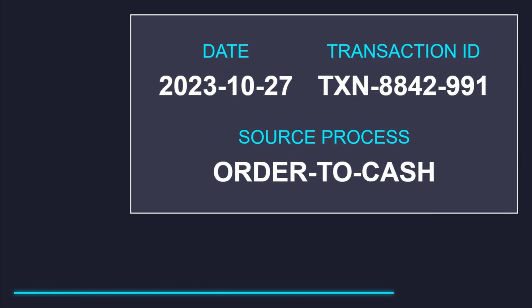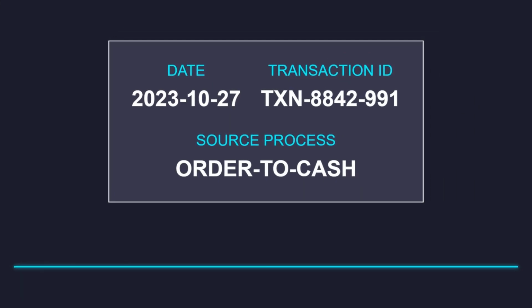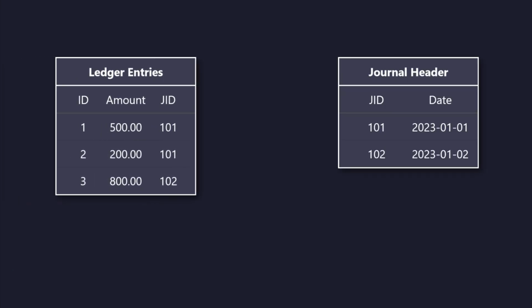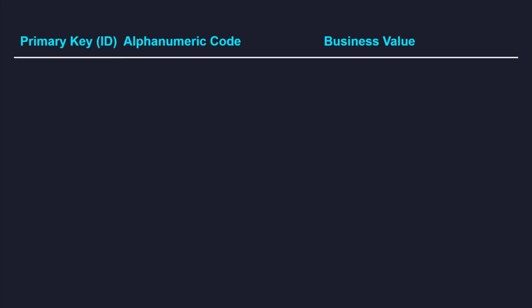Every financial event starts with a journal entry header table, which captures the high-level metadata, including the transaction date, a unique identifier, and a reference to the source business process. The ledger entries table represents the atomic rows of your financial data, linking back to the journal header through a foreign key to maintain a strict one-to-many relationship for every movement.